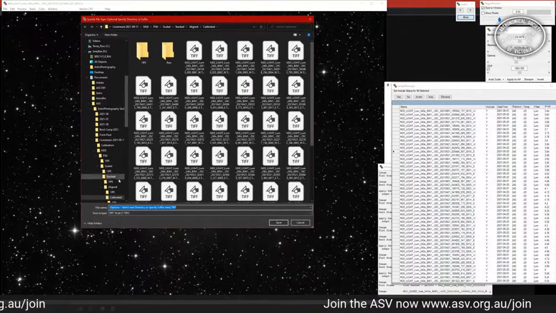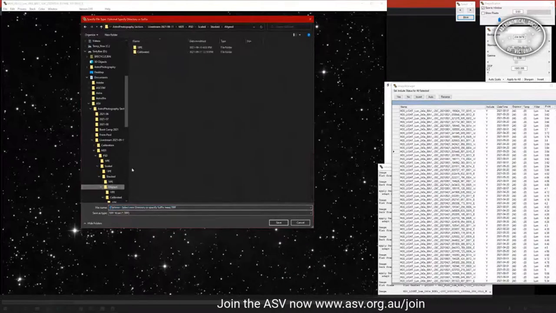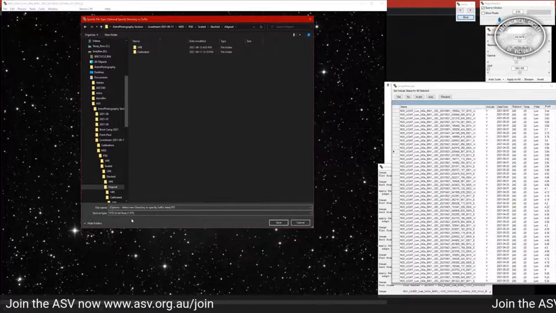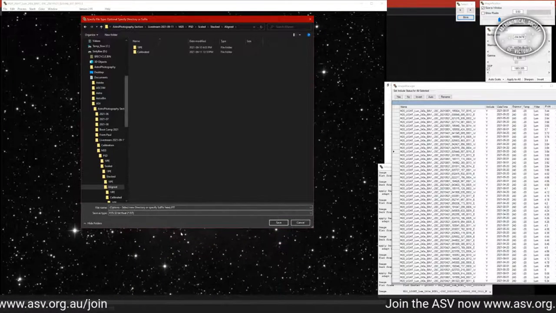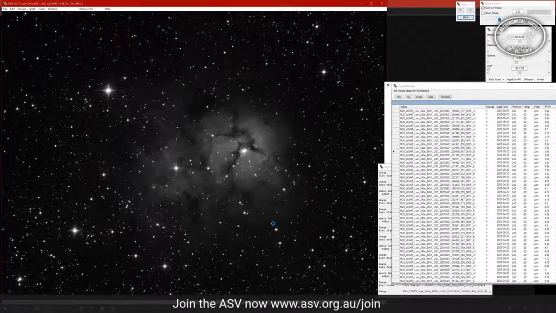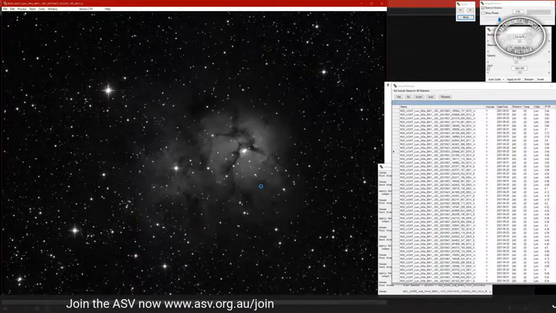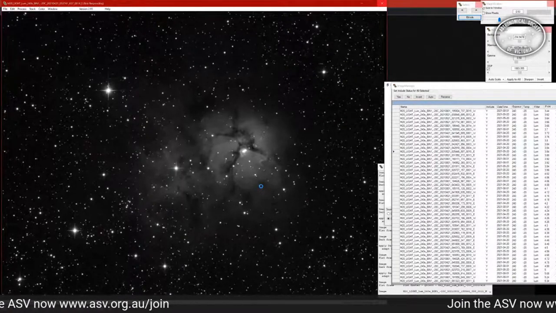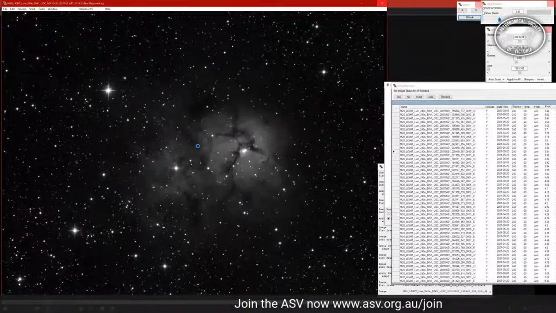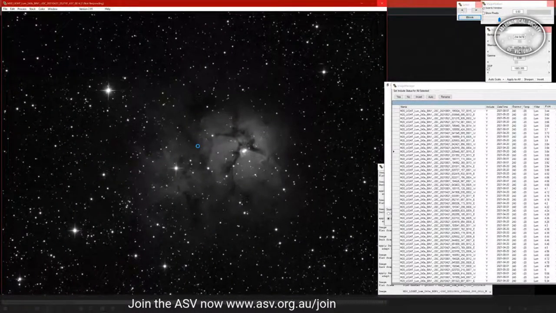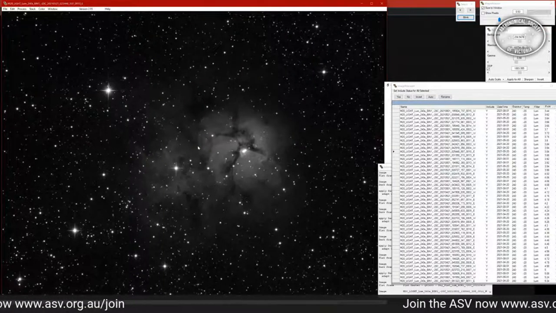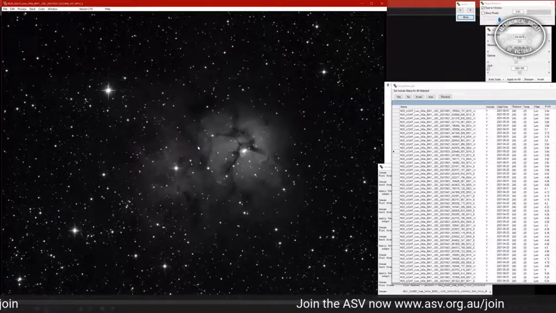I'm clambering up my cascade of directories here. This is an aligned directory. And I'm going to save them as 32-bit floating point FITS files. And there it is, saving those. And wonderfully slow. There we go, done.